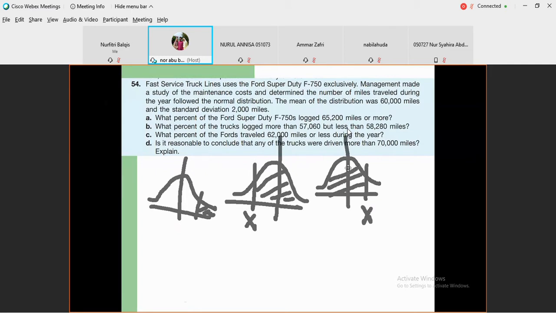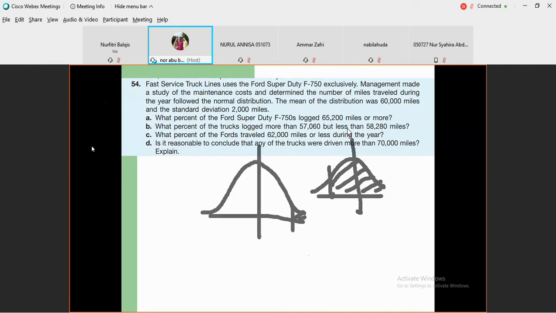Okay, jadi saya harap awak boleh gambarkan awak nak guna table yang mana. Or sometimes, okay, you have X here. And then you want to find the probability of less than X. So this is the area here. Okay.